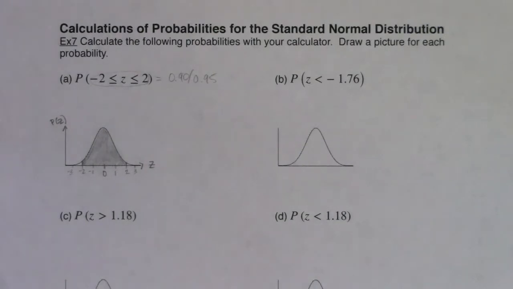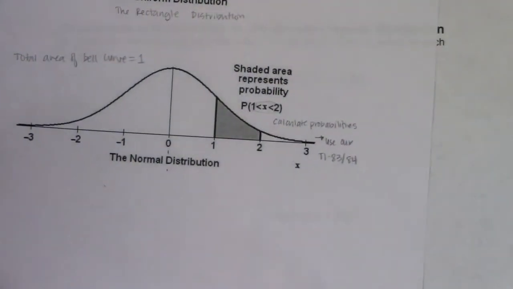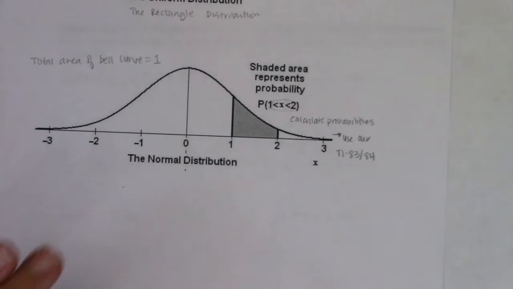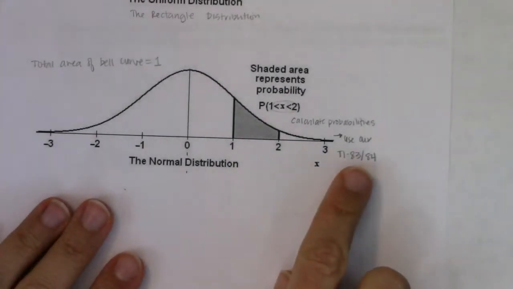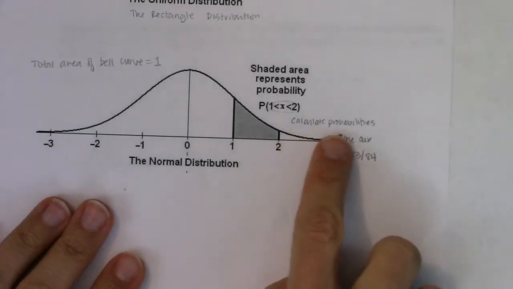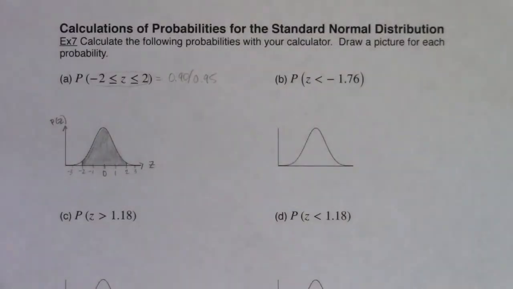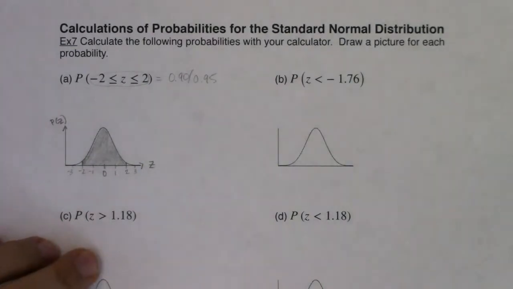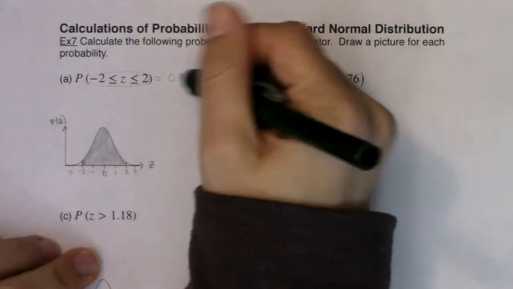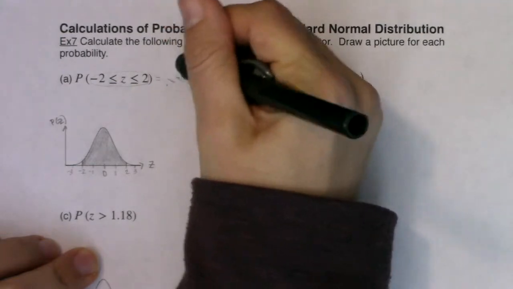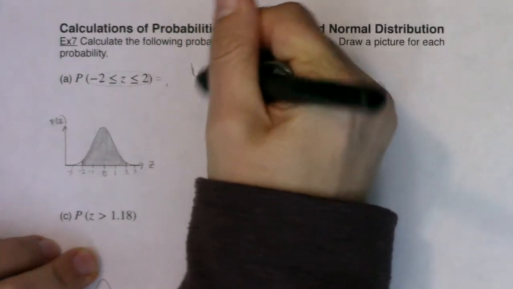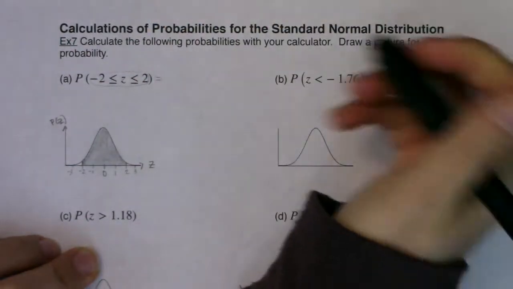Now, I also mentioned on that front page that we don't have the calculus to actually do this by hand, so we're gonna use our TI-83-84 calculators. If I ever wanna calculate probabilities, we're gonna use our calculator for it. So I am gonna flip this over to my calculator in a moment, and we're gonna figure out what this number is. I'm gonna erase this for now because we're gonna get the real one in a moment, okay?